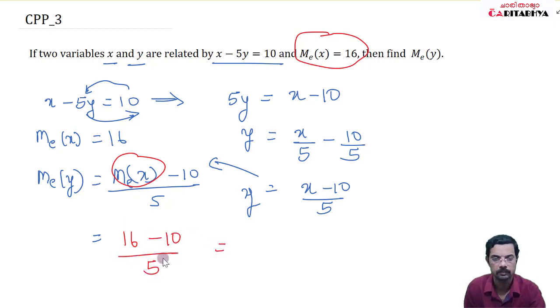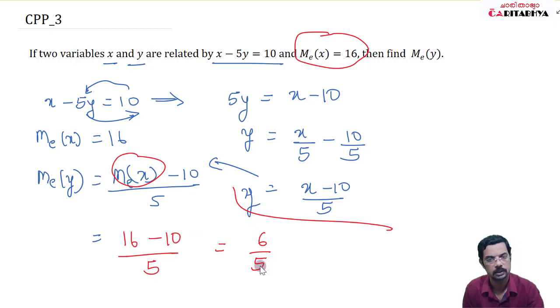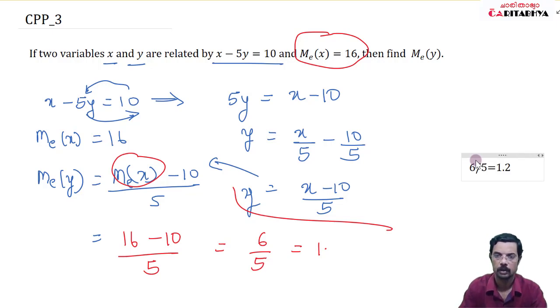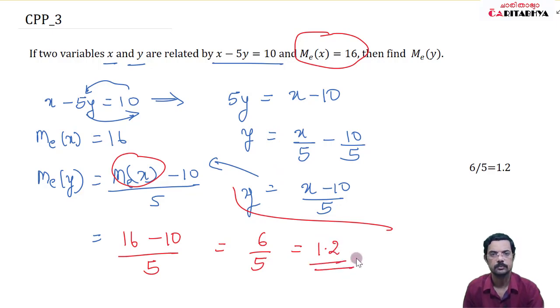Okay, so what is this value? This value will be equal to 16 minus 10 is 6 by 5. So 6 by 5 will be equal to 1 point something. Let me write it down here and check. This is 6 divided by 5 equal to 1.2. Okay, so the answer is 1.2. 1.2 is the median of y. Okay, so these are the different types of problems which relate to median.